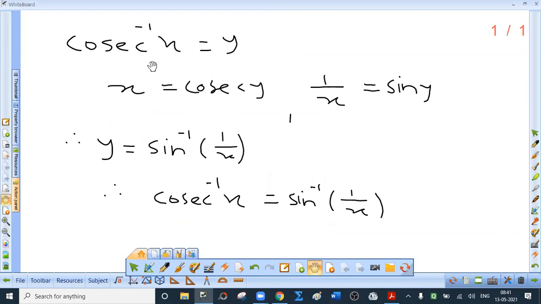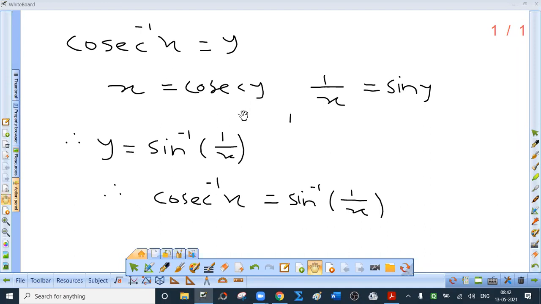See, suppose cosec inverse x is y. Invert the relation. What is x then? Cosec y. So if x is not equal to 0, and x cannot be 0 because cosecant theta cannot be 0, take the reciprocal. So it is 1 upon x. It is reciprocal of cosec y, which is sine y. Now invert the relation. So y becomes sine inverse 1 upon x. But we have put y for what? Cosec inverse x. And therefore cosec inverse x is nothing but sine inverse 1 upon x.